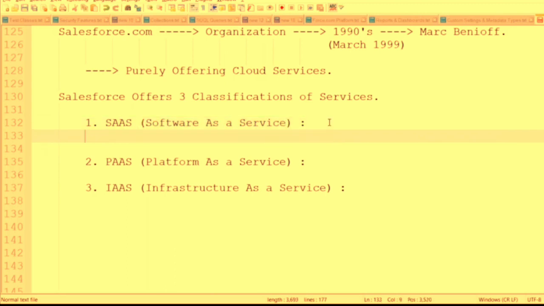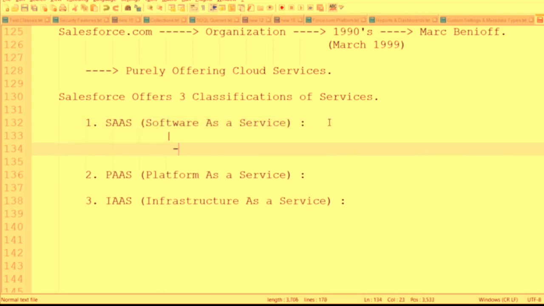Now tell me, what do you mean by a software? What do you mean by a software? Software in the sense, you are using so many softwares every day in your personal PC. It's a collection of applications. What exactly is a software?